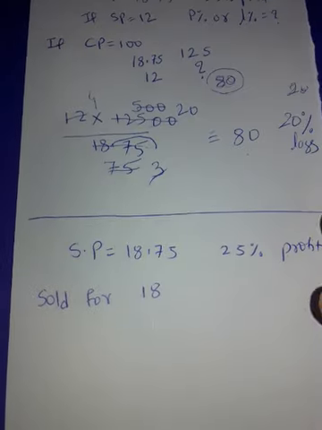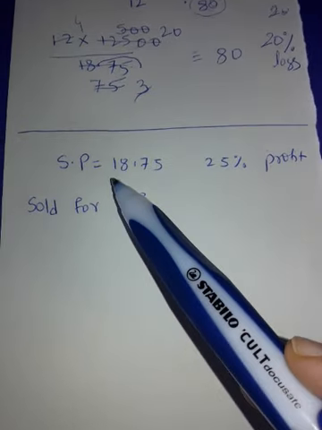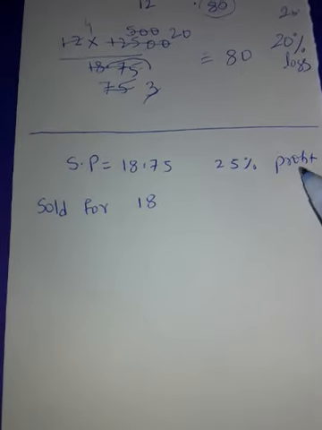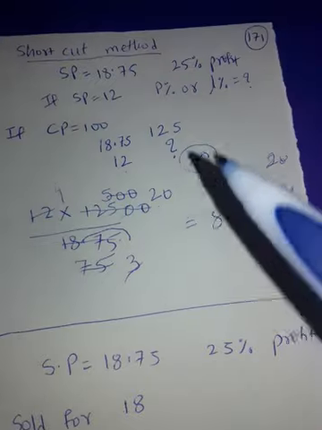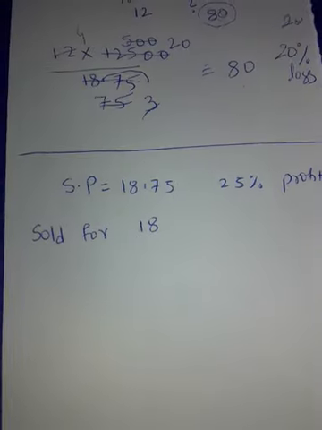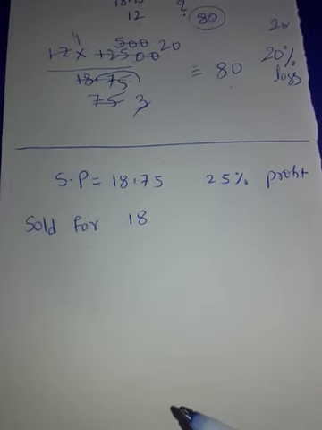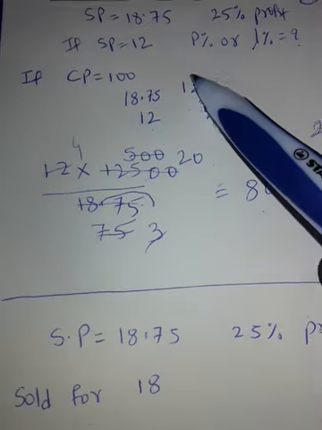We will understand it by taking another example. Same data I am taking. SP is 18.75 and 25% profit. But earlier they asked us if SP is 12, what will be the profit or loss? Here I am telling you, if SP is 18, what will be the profit or loss? So again we are going to use the same method.